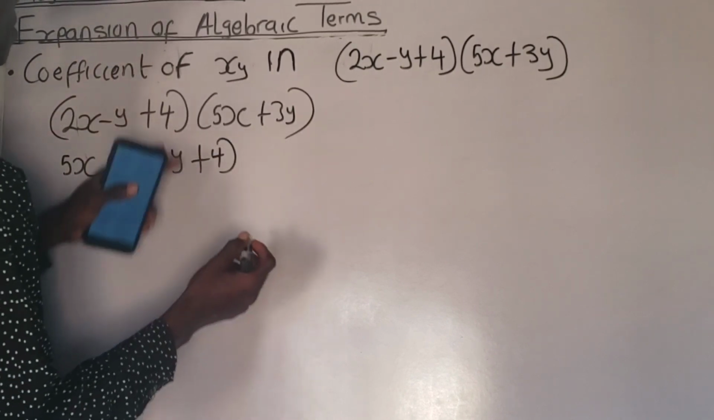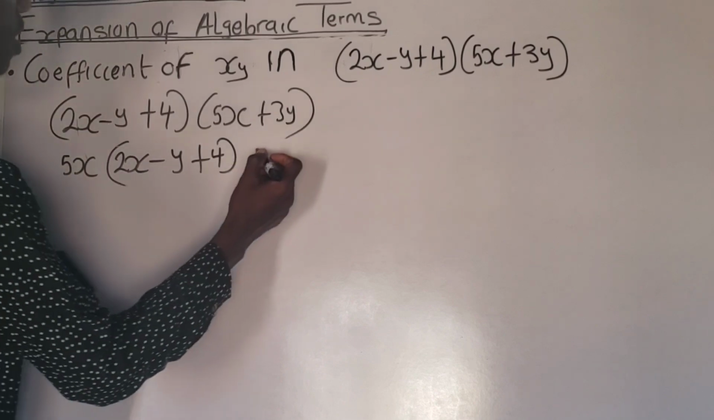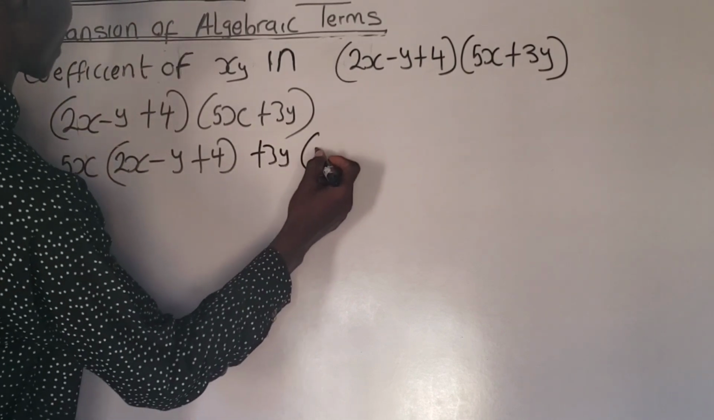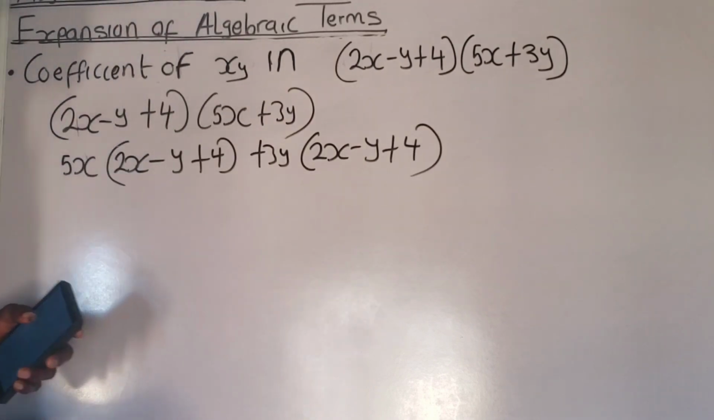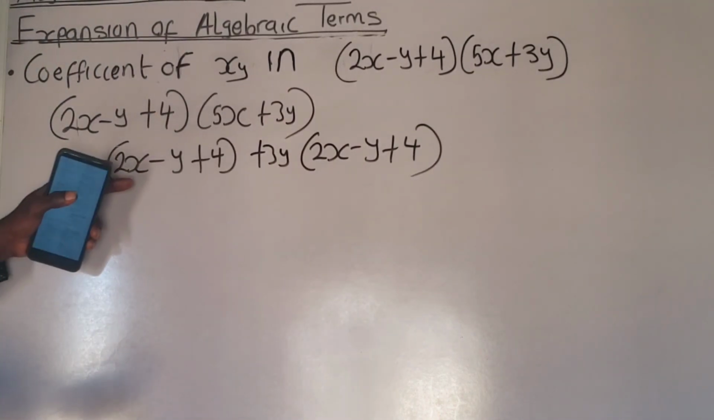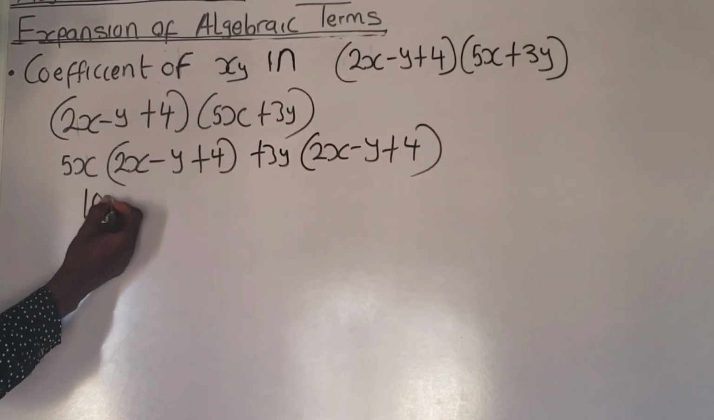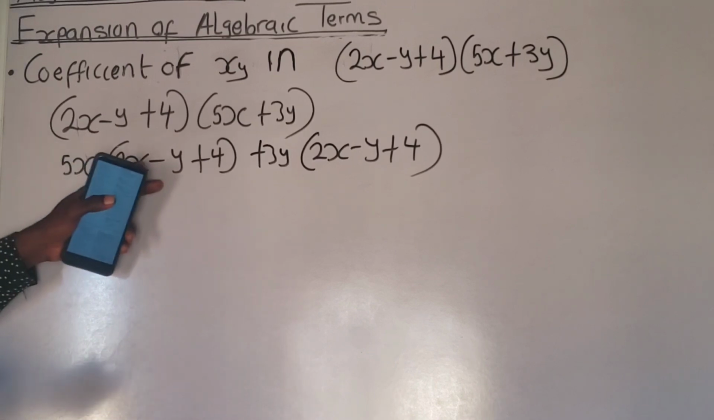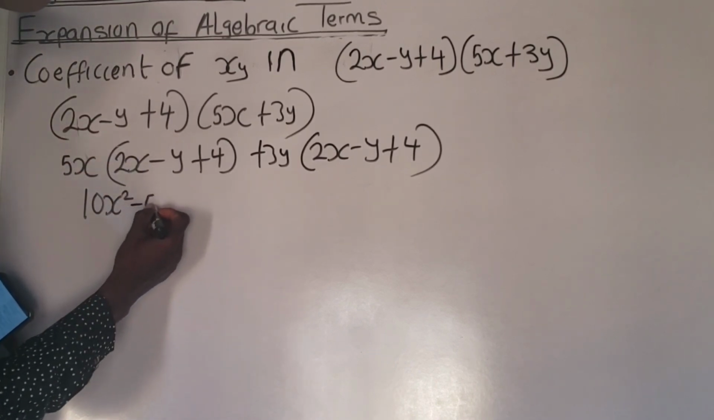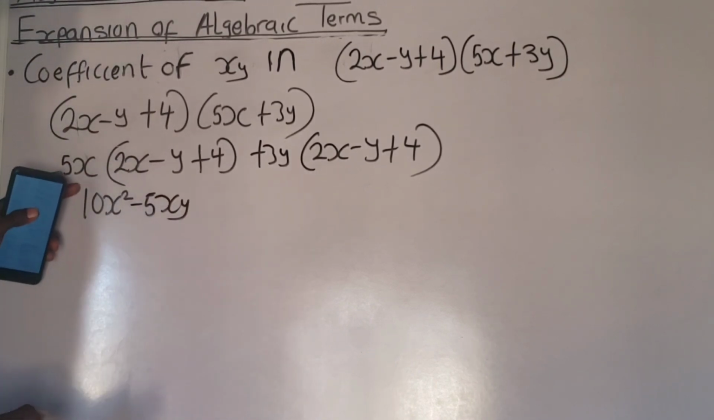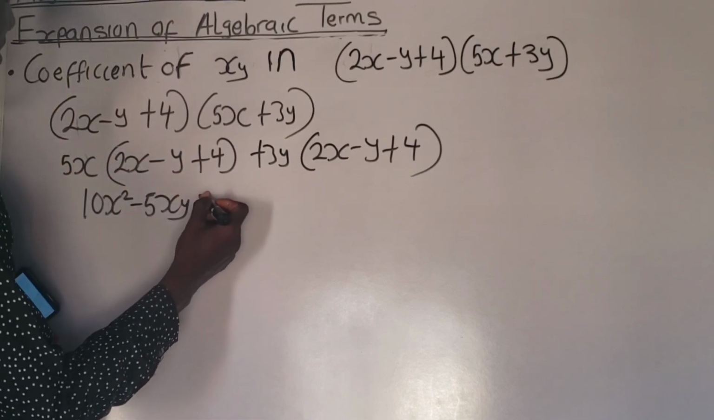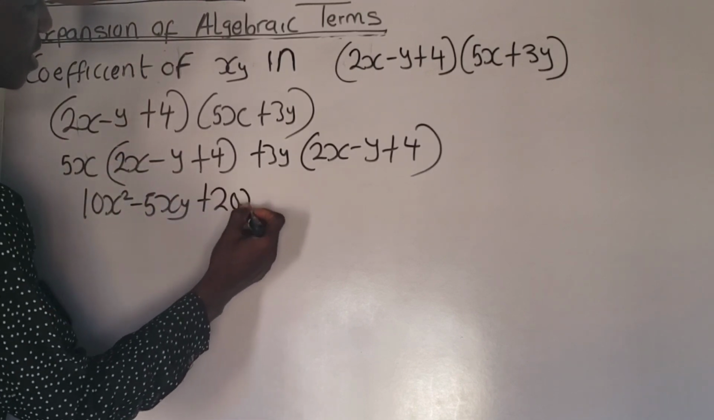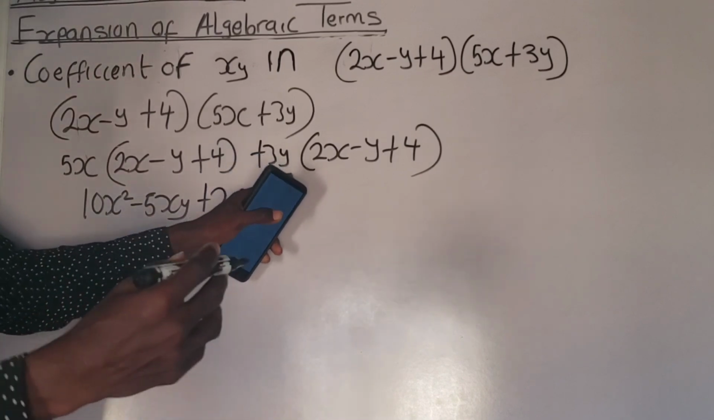Then the second term here, we multiply all the elements in this bracket. So I'm going to have plus 3y into bracket 2x minus y plus 4. Do you understand? Okay. 5x multiplied by 2x, that will be 10x squared. 5x multiplied by negative y, that will be negative 5xy. Okay. 5x multiplied by 4, that will be positive 20x. Now let's proceed to the second aspect.